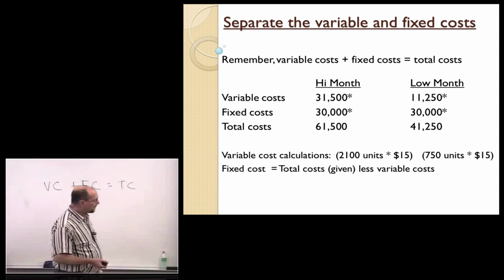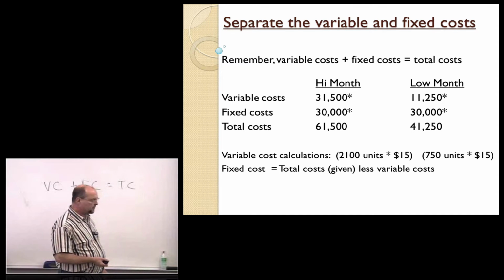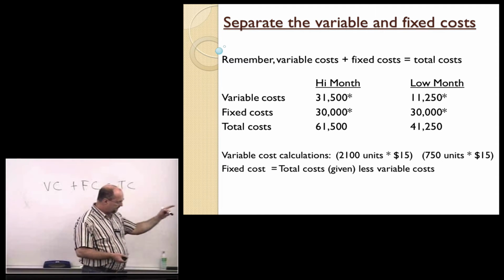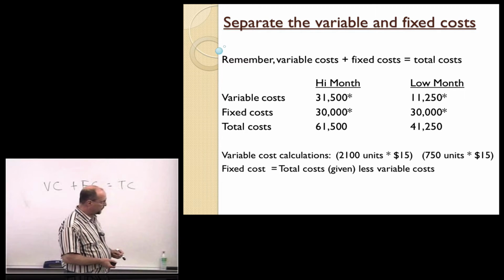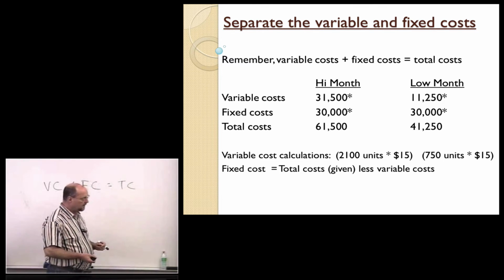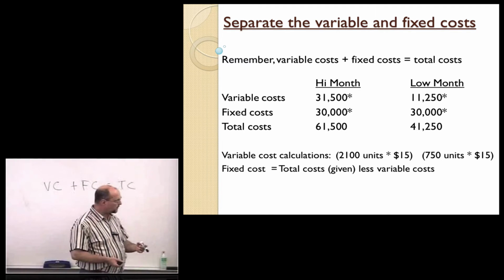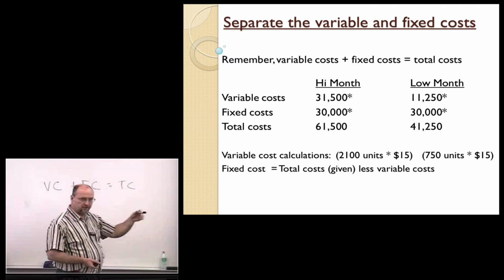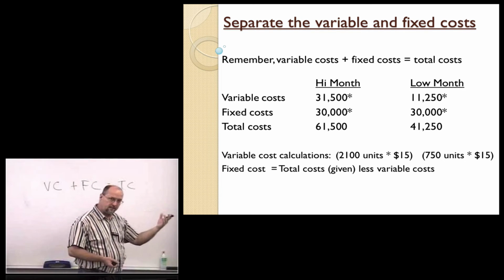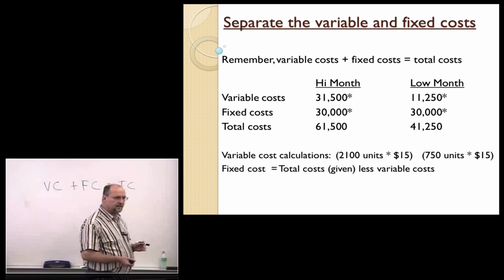Let's look at the low month. 41,250 is our total cost. We produced 750 units at a variable cost per unit of $15 per unit. Variable cost is 11,250. 11,250 plus X equals 41,250. And notice our fixed cost, which after all is fixed, stayed the same. It's 30,000.